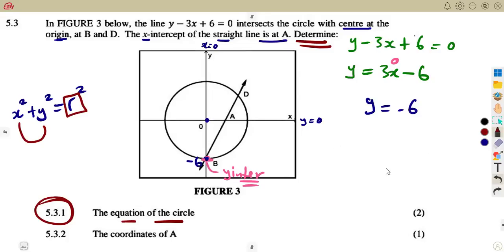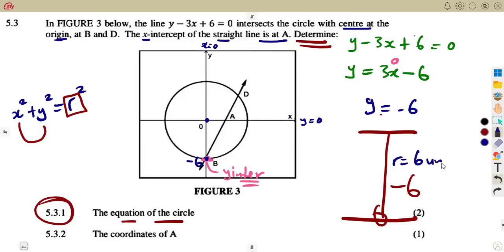Guys, distance is like this. If you are going down, it's minus 6, but it's 6 units going down. The minus sign is just showing that you were going down. But when you talk of distance, you say my radius is 6 units from this point going down. So this is our radius, guys. The distance here is 6 units.